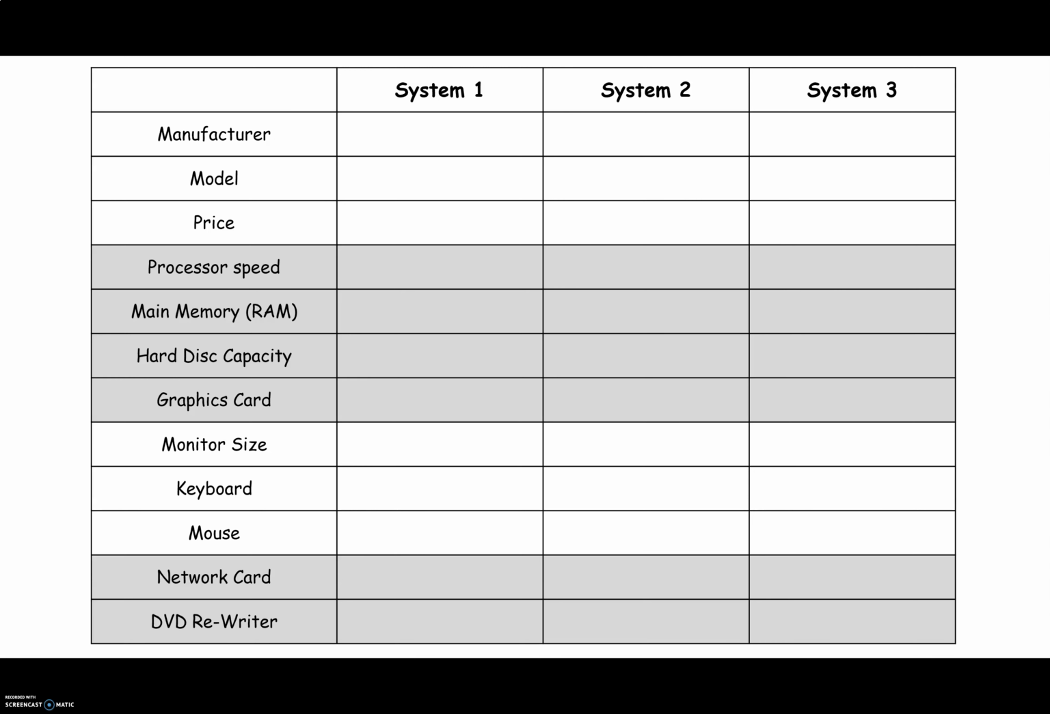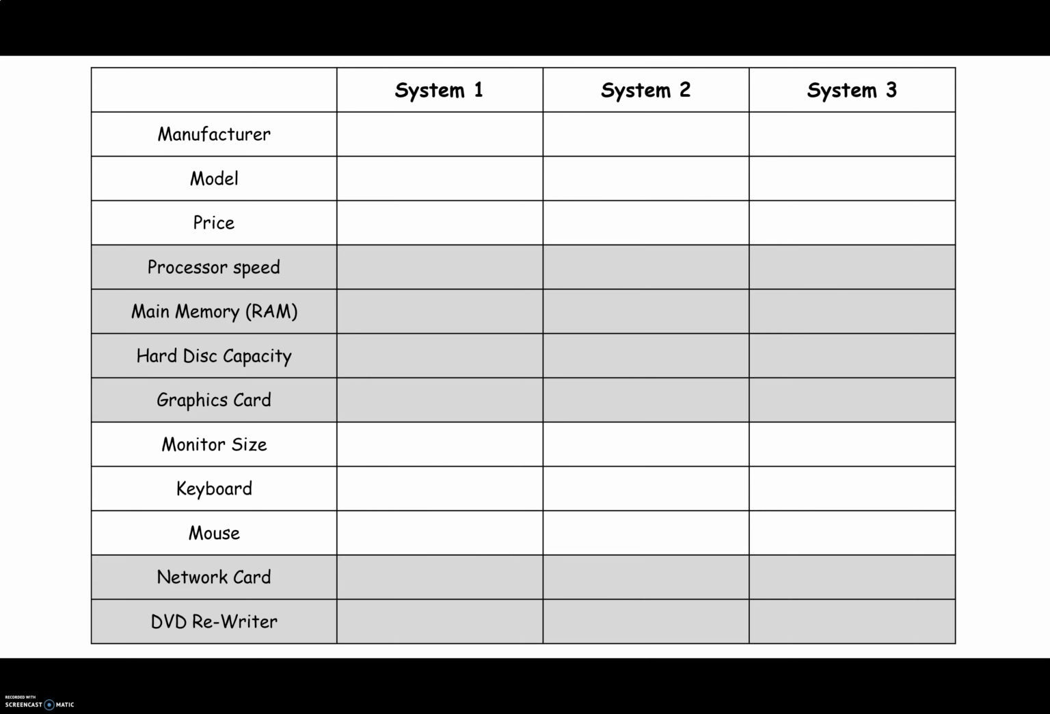Okay, then when it comes to processor speed, main memory and hard disk, you're looking for numbers there. So how many gigahertz was the processor speed? How many gigabytes was the main memory or the RAM? How many gigabytes or terabytes was the hard disk capacity? And writing down the numbers inside there along with the appropriate units that it says.